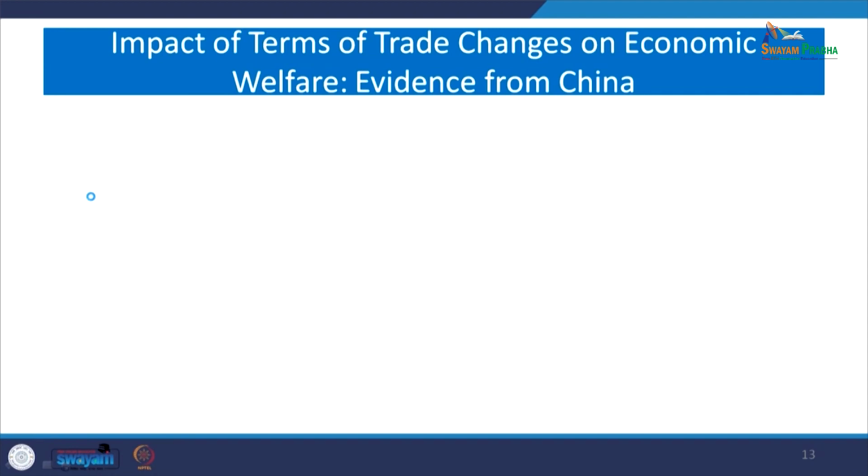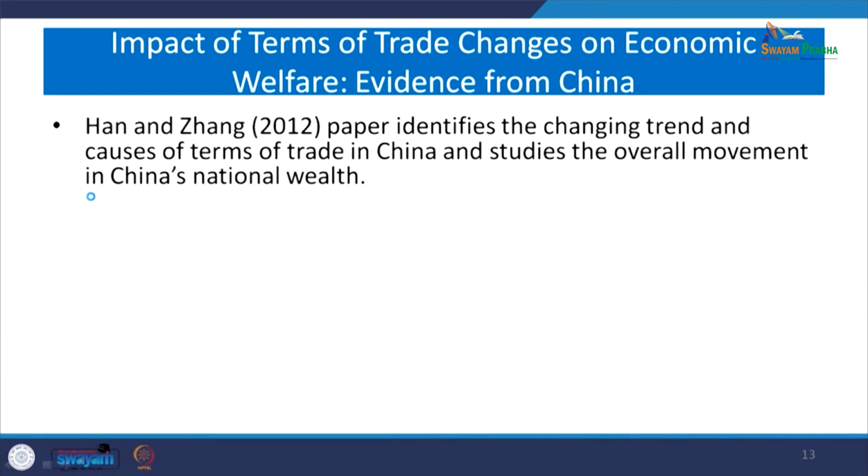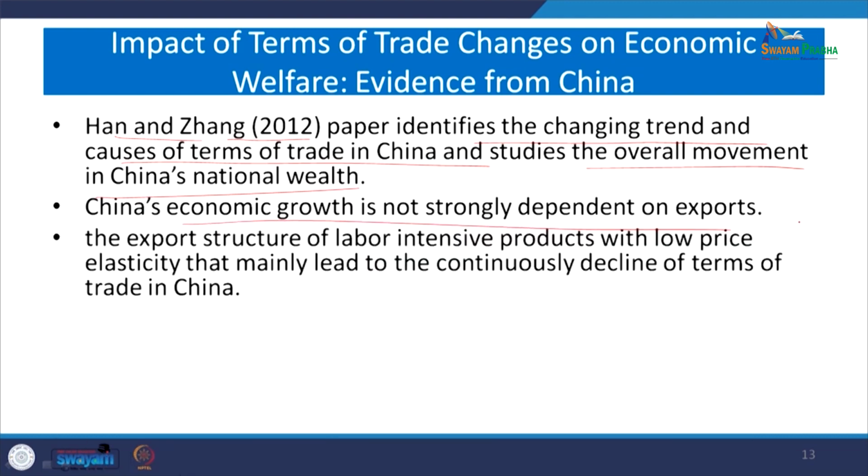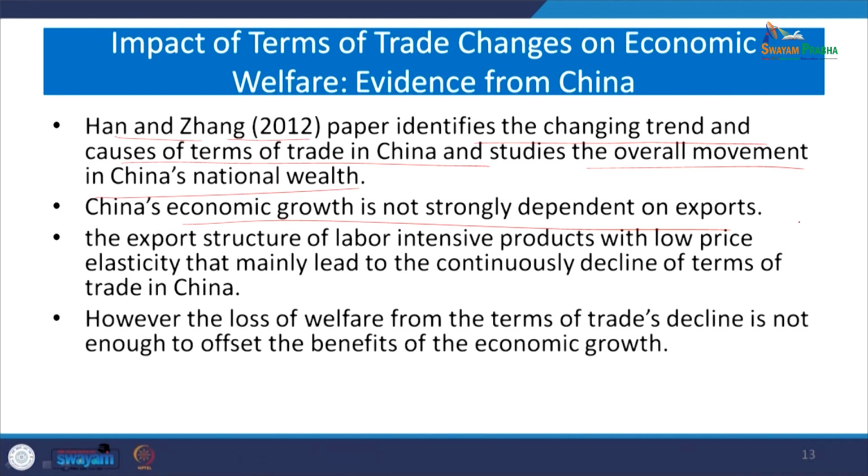So, there is a large body of evidence of deterioration in the international market. Now, recently, if you take for example the terms of trade changes and economic welfare, some of the evidence is very important for the Chinese context. One paper by Han and Zhang 2012 identifies the changing trend and causes of terms of trade in China and studies the overall movement of China's national wealth. It is one of the very latest papers, very important to refer. Chinese economic growth is not strongly dependent on exports. The export structure is largely labor intensive with low price elasticity, which mainly leads to the continual decline in the terms of trade in China.